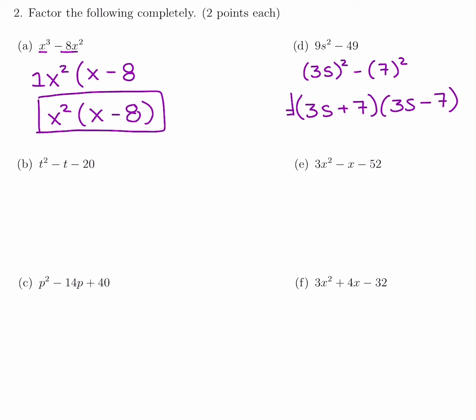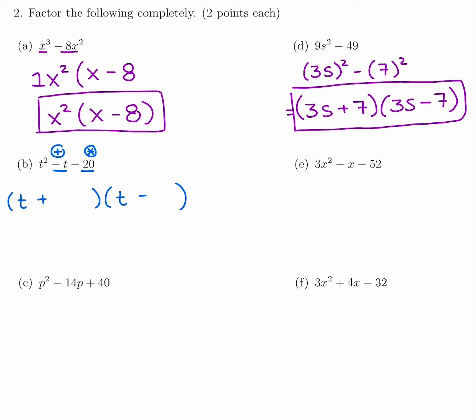The next ones we have here are trinomials, which means I can't look for a difference of two squares like we just did. I could look for a greatest common factor, or I can do some reverse foiling. So looking at letter B, I want to multiply to be negative 20. So that's going to help me set this up. This is going to be t plus a number times t minus a number. Only a positive times a negative could multiply to be a negative. Two positives would be positive, and two negatives would multiply to be positive. So I want ones that add up to be a negative 1. So I want factors that differ by 1.